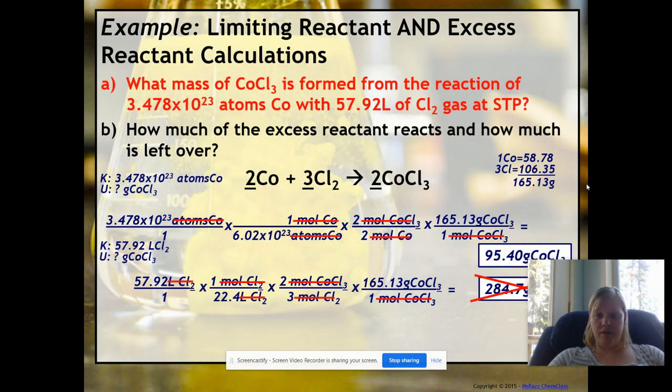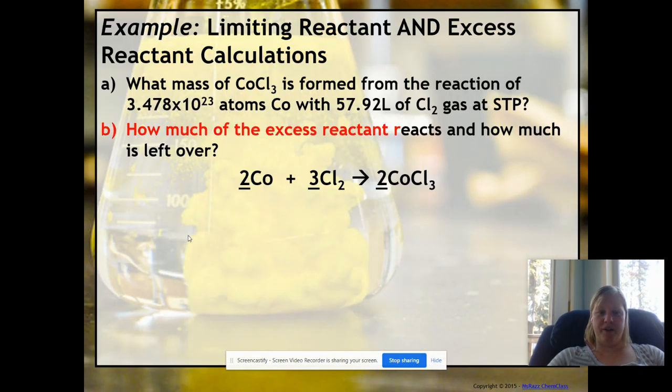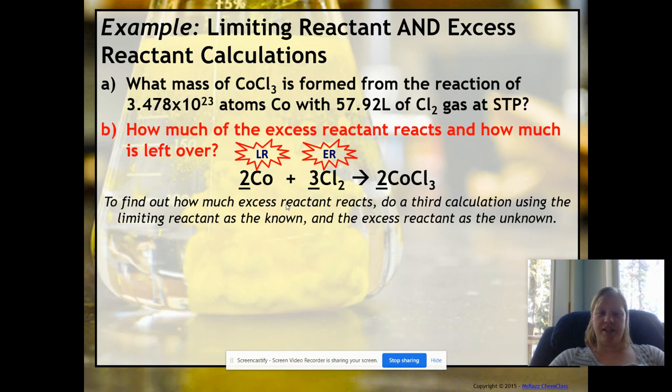So now, okay, we're going to do something else. The limiting reactant is the cobalt, sorry. Cobalt limiting reactant, chlorine excess reactant. Okay, so now we have to do another thing. All right, so we have to figure out how much excess reactant is actually going to be used. And we're going to use our ratio of our reactants to do this one, okay? To find out how much excess reactant reacts, do a third calculation using the limiting reactant as the known and the excess reactant as the unknown.